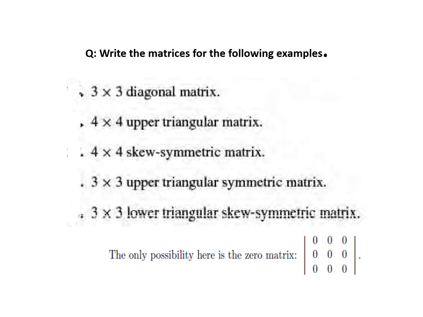So you know the definition of a lower triangular matrix as well as a skew symmetric matrix. What is a skew symmetric matrix? It is like that: the matrix A equals minus A transpose. So you have to write 5 matrices in this exercise.